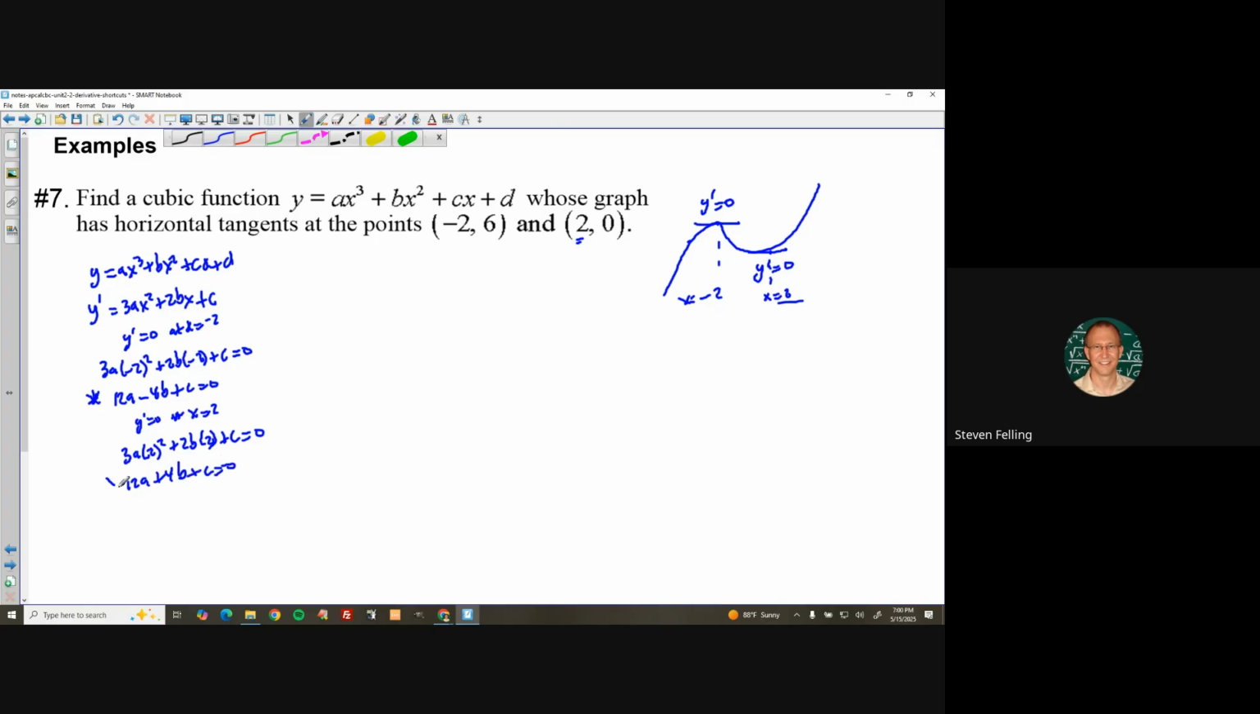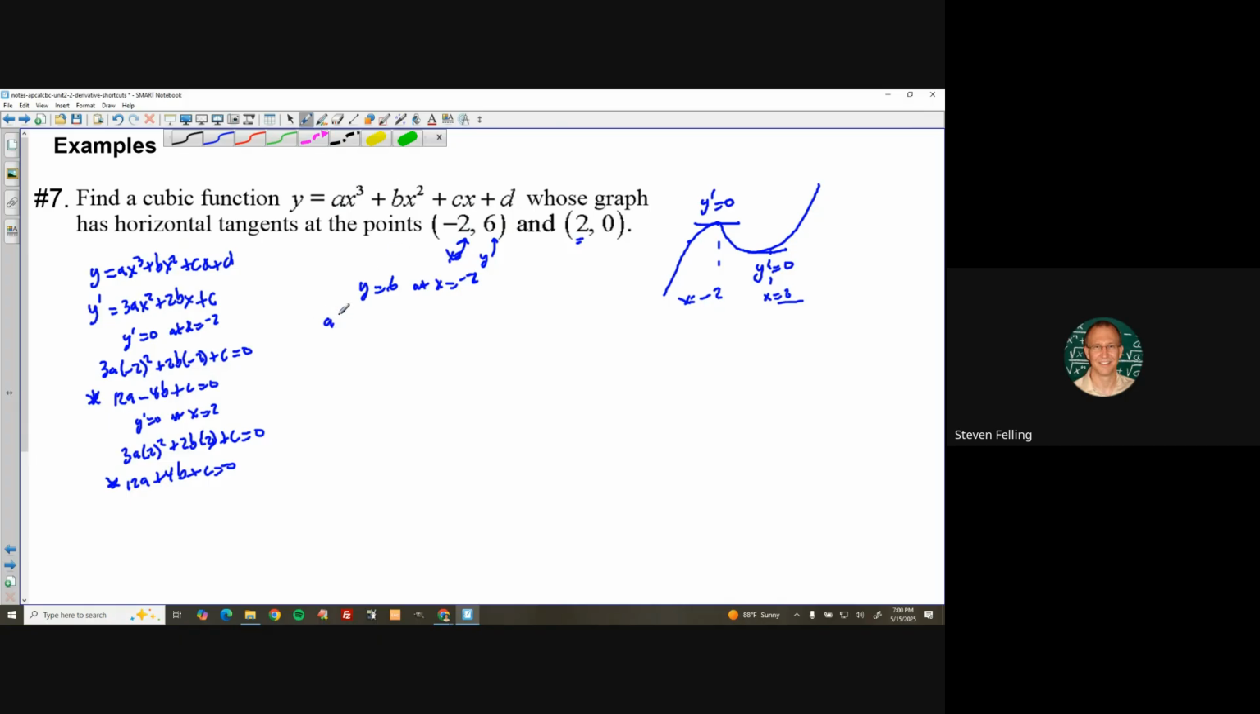That's my second equation. But I'm going to need more equations than that if I'm going to be able to solve for a, b, c, and d. So the other thing is not only the derivatives, but when x is equal to negative 2, y has to equal 6. So I could take the original equation and say that y must equal 6 at x equals negative 2. So I'm going to plug in negative 2 into the y equation here.